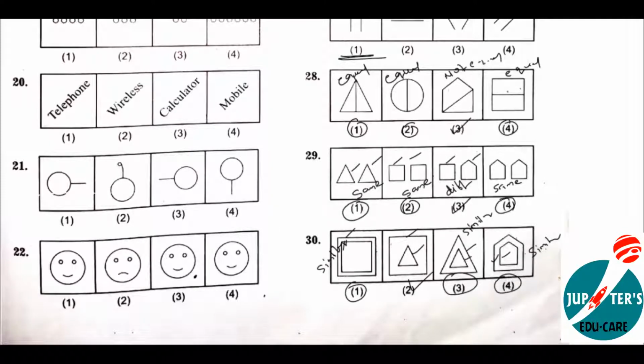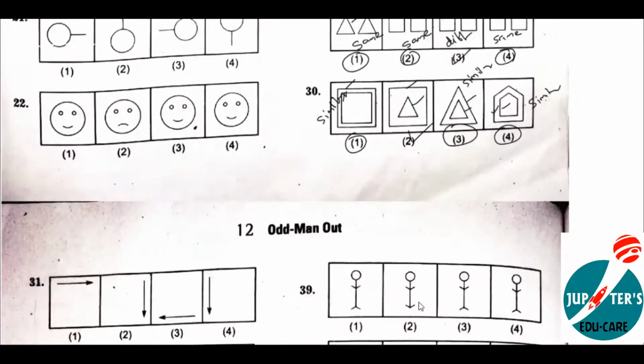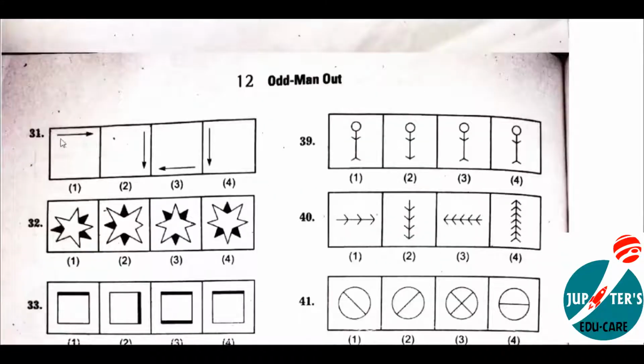Next, question number 31. In the first option it is rotating in the clockwise direction. See, this is the clockwise direction, and this is the anti-clockwise direction. So in the first option this arrow is rotating clockwise. In the second option also it is rotating clockwise, in this direction. In the third option it is rotating clockwise, like this.